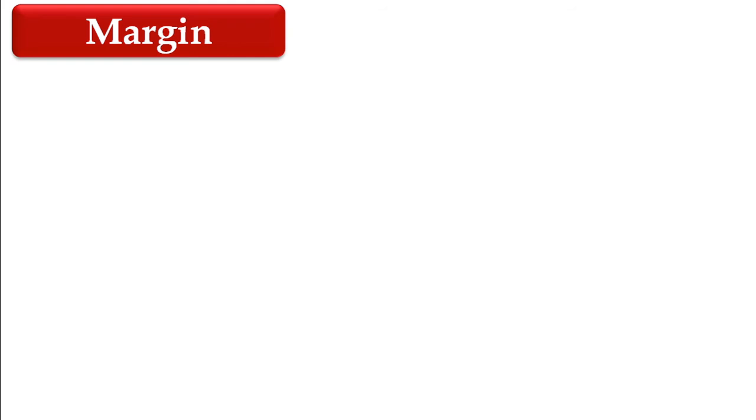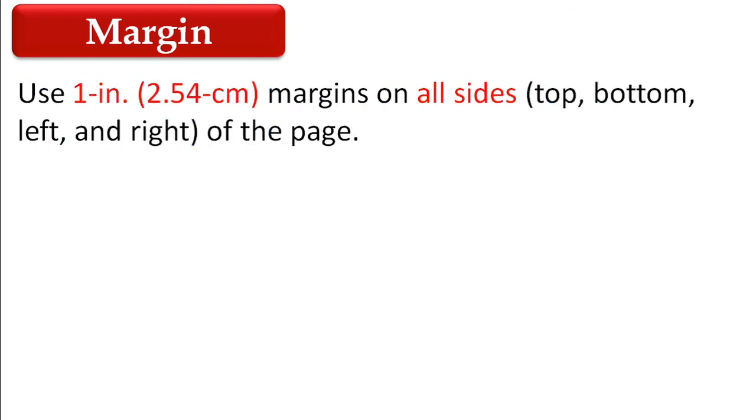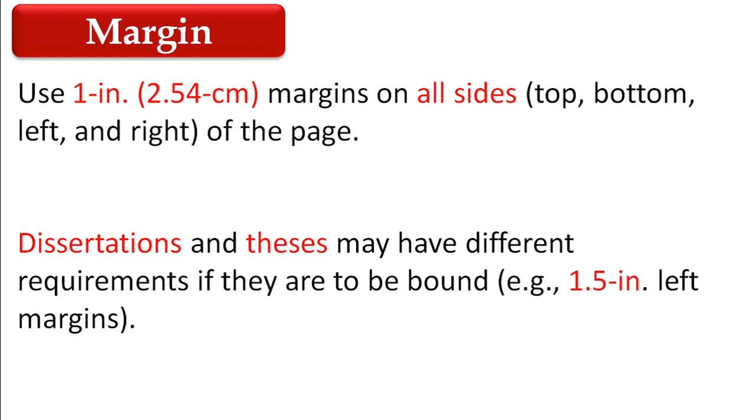Margins. This is one of the most important things. What should be the margin of our paper? Use 1 inch, that is 2.54 centimeter margin on all sides, top, bottom, left, right. From every side we will put a 1 inch margin. But for a dissertation or thesis, because we have to bind it from the left side, we will have to put a 1.5 inch margin on the left side so that it can be bound from there.